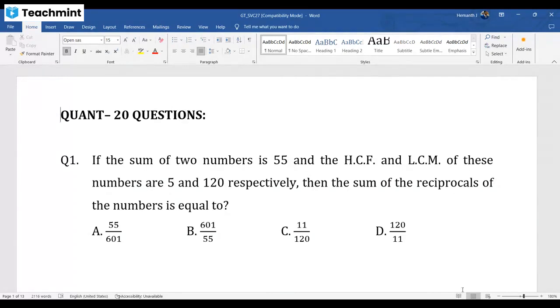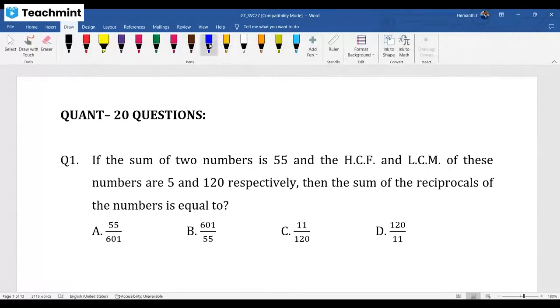The sum of two numbers is 55 and the HCF and LCM are given. Now they are asking for the sum of reciprocals of the numbers. This is the LCM and HCF concept. Here the sum of two numbers is mentioned, right? And they mentioned LCM and HCF. You need to calculate the sum of the reciprocals of the numbers.